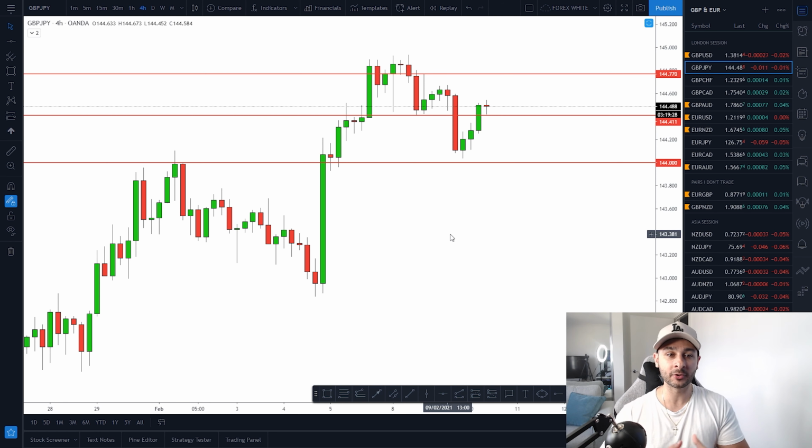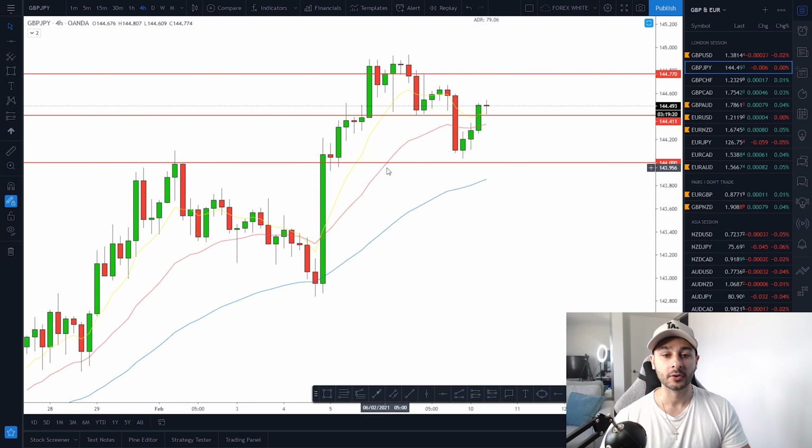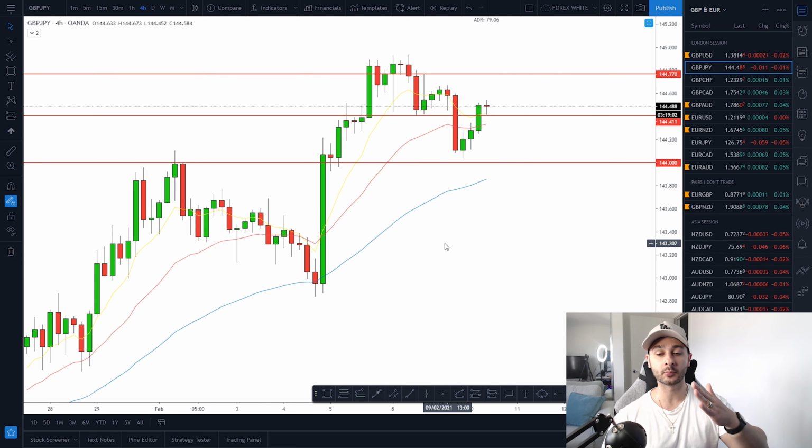Now, I'm a trader that uses indicators, and I'll quickly bring up the indicators I use. So I use the 8 exponential moving average. Now, a moving average is simply gathering price data and smoothing it out, making it dynamic support and resistance. So instead of fixed levels, such as these zones here, these red lines, it's dynamic. So it moves with the market.